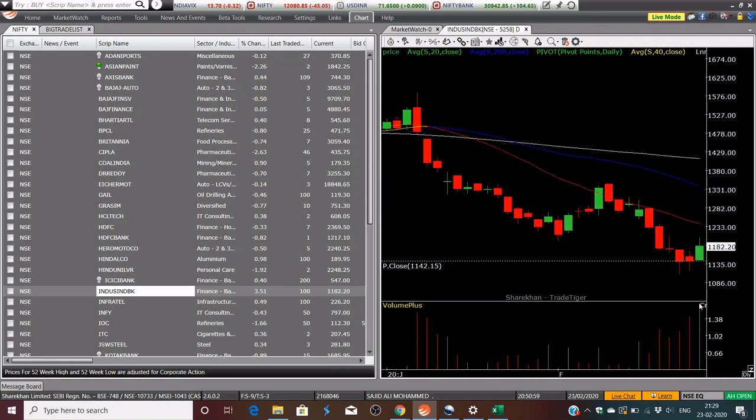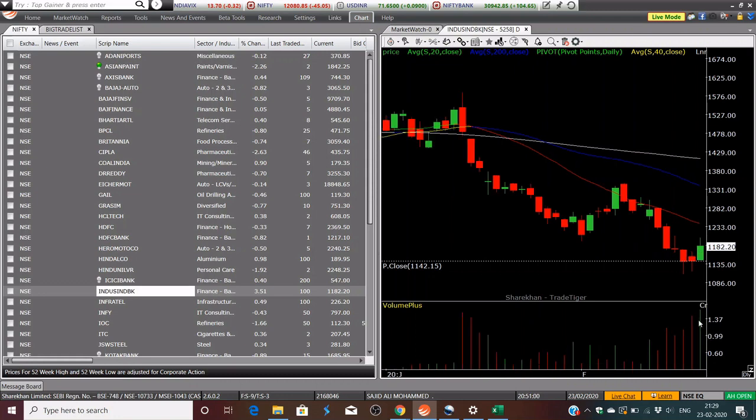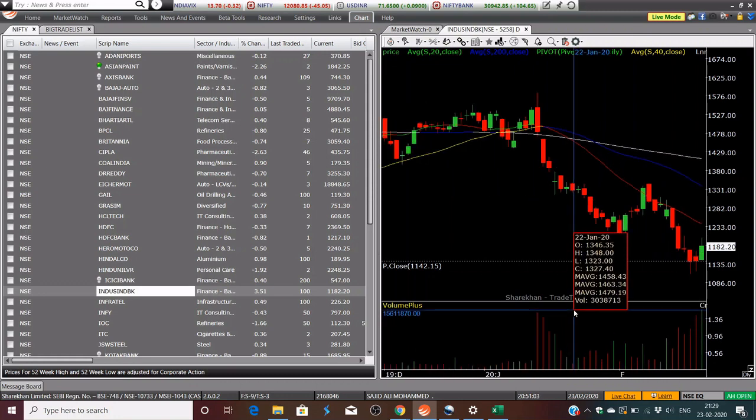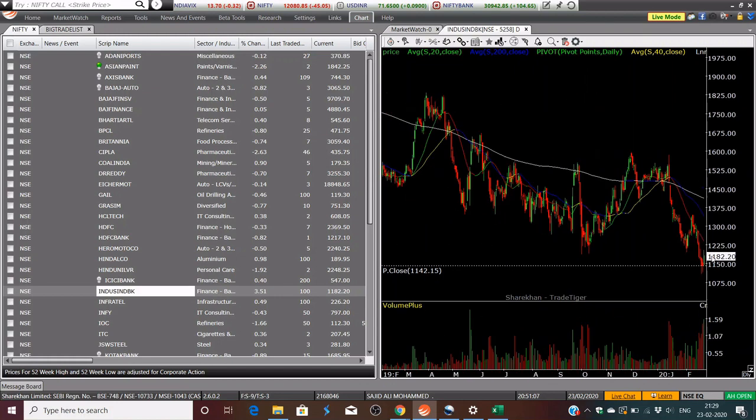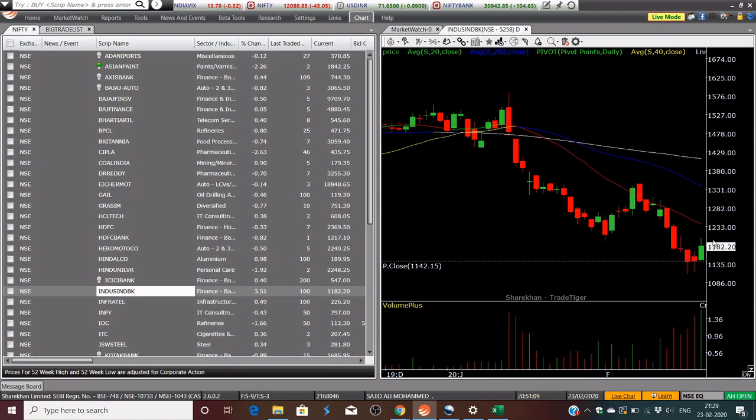You look at the volume here. The kind of volume we had got was very high compared to all its previous volumes. Okay, so this is a bullish entry. So try to get a positional entry on this IndusInd Bank.